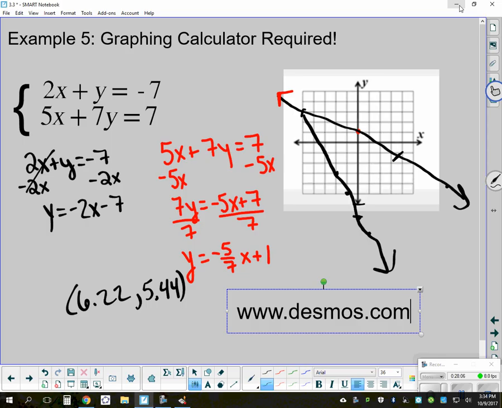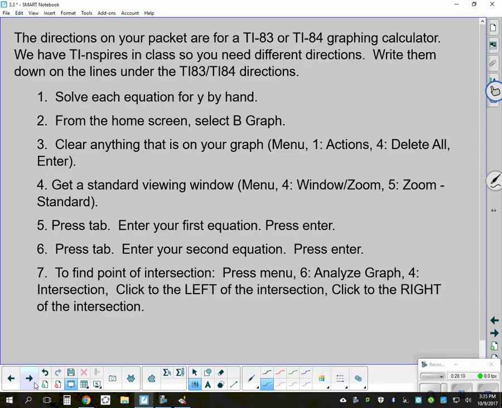Okay, so that is it. That's all I've got for you. Do make sure you finish your packet completely and make sure you have your directions for this written down.